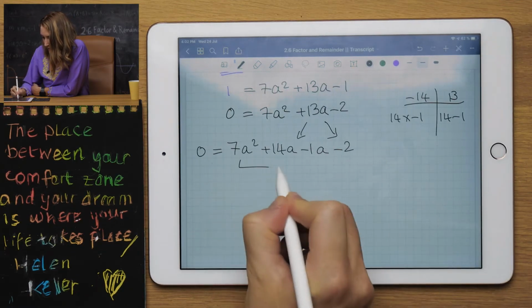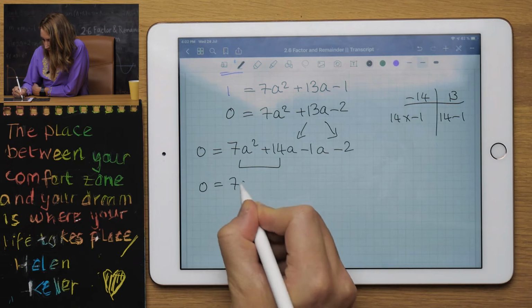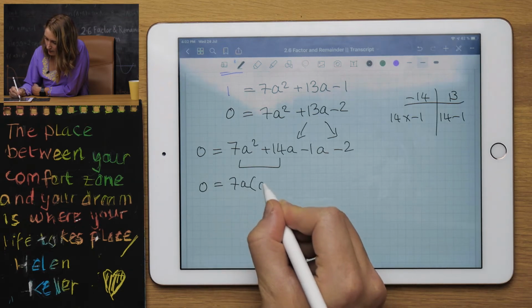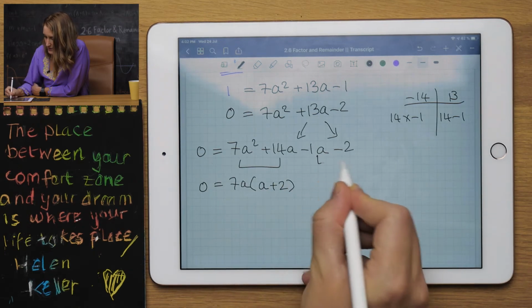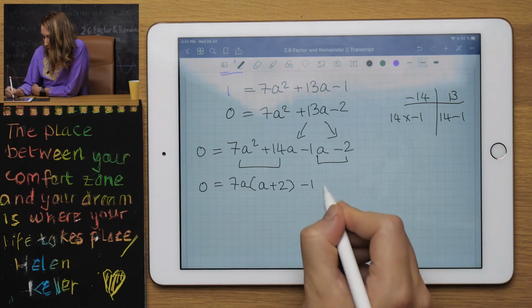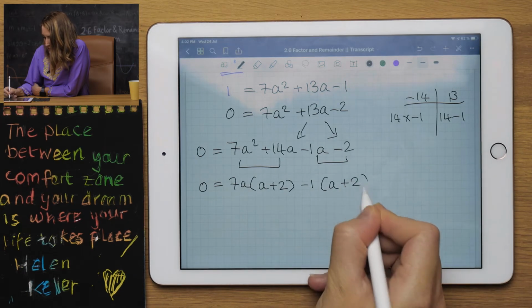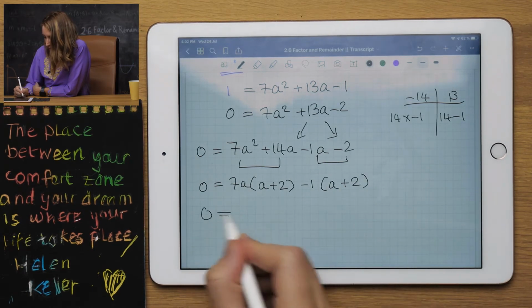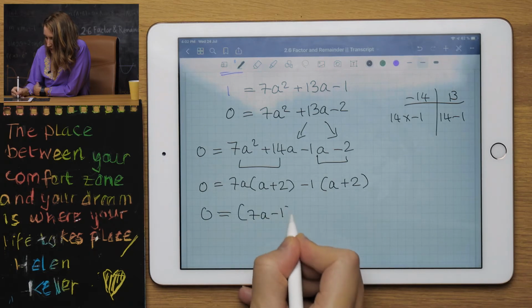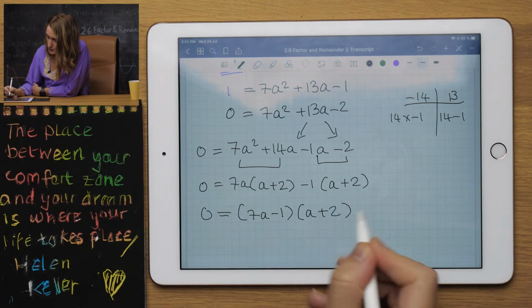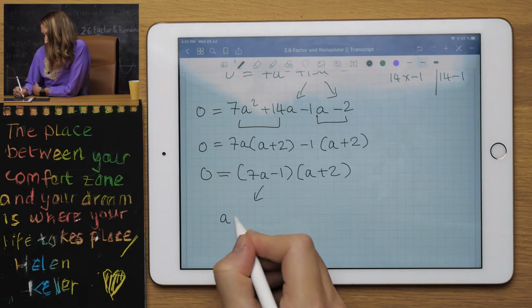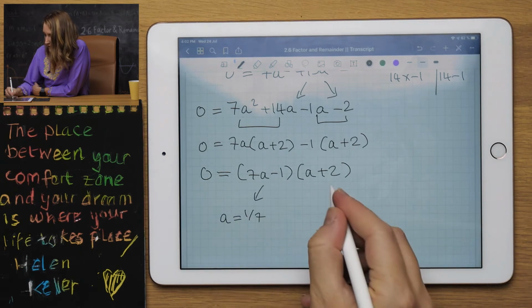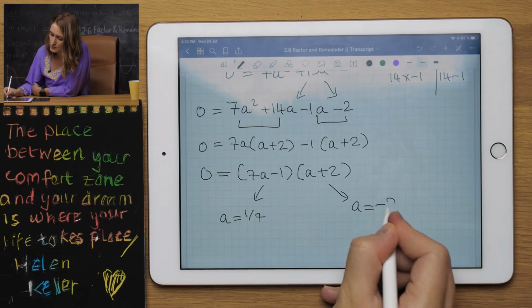Okay, so now we're going to factorize the first two by taking out 7a. So that would be a plus 2. And the second two by taking out minus 1. So that would be a plus 2 as well. So my two brackets would be 7a minus 1 and a plus 2, which means my two solutions would be a is 1 over 7 and a is minus 2.